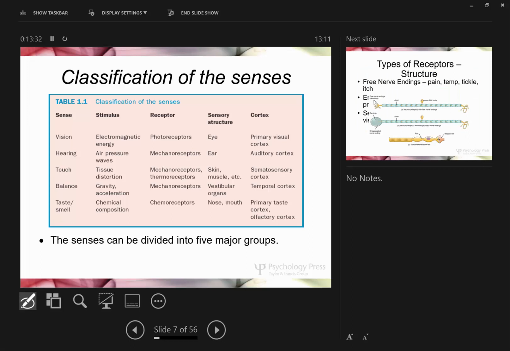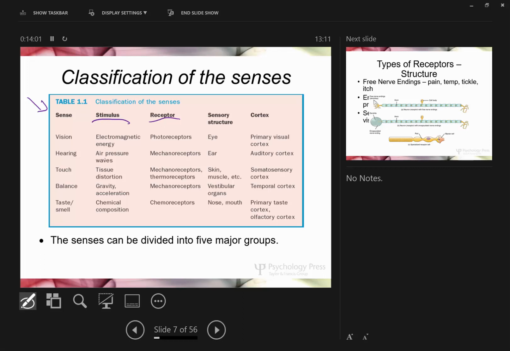Here's sort of a breakdown of the senses, right? If we wanted to classify these, here's the sense, what stimulus is responsible for that. We'll talk about each of those in detail as we cover that sensory system throughout the semester. We talk about the kind of receptor. Notice there are different sorts of receptors. Each one is going to be perfectly matched to the stimulus that's coming in, right?